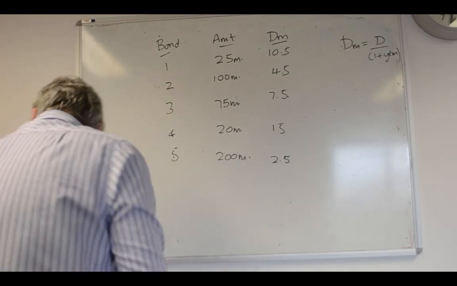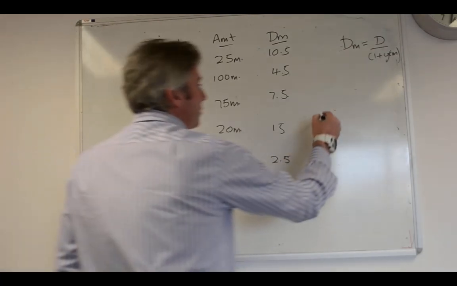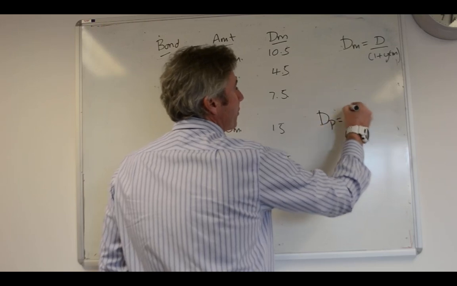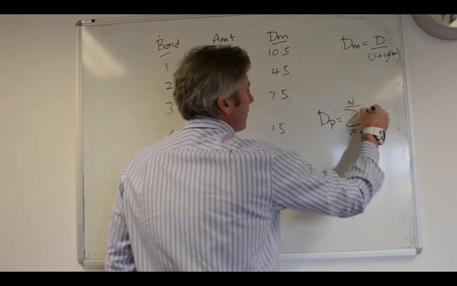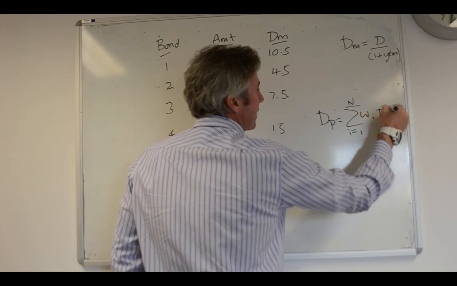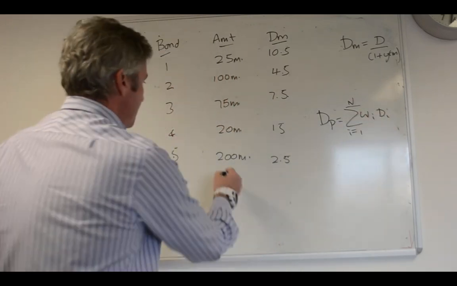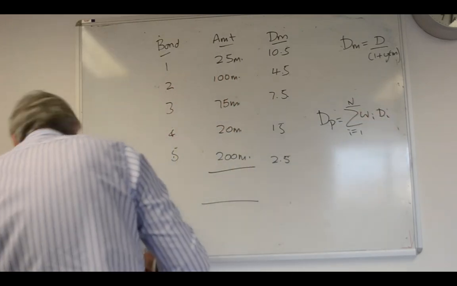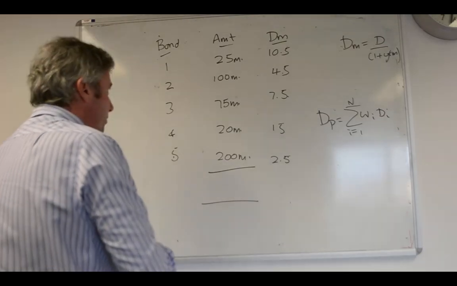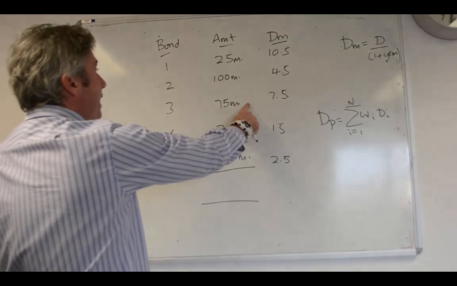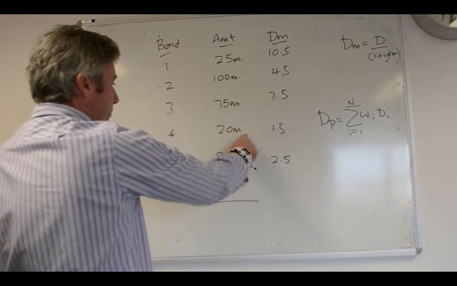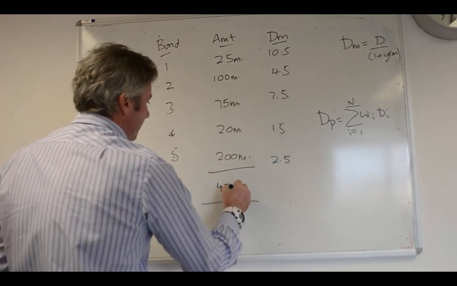Well, if we'd like to work out the duration of our bond portfolio, we need to work out the following. The duration of the portfolio is the sum from i equals 1 to n of each bond, where it's simply the weight of the bond times the duration of the bond. So let's just work out the value of our portfolio. I'm sure we can do that in our heads. 25 plus 100, 125, plus the 75, 200, 220, 420 million.